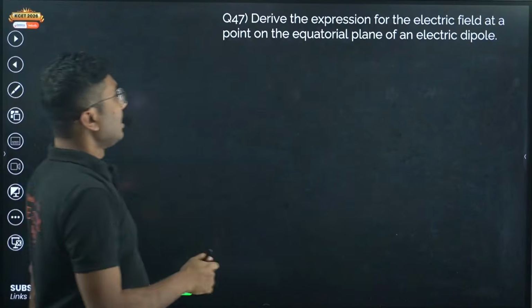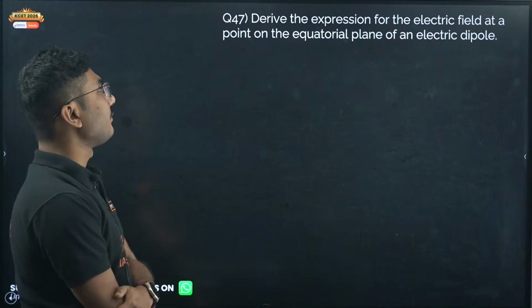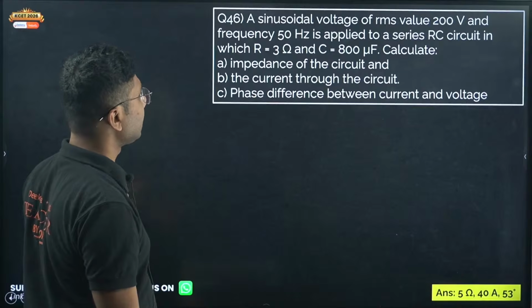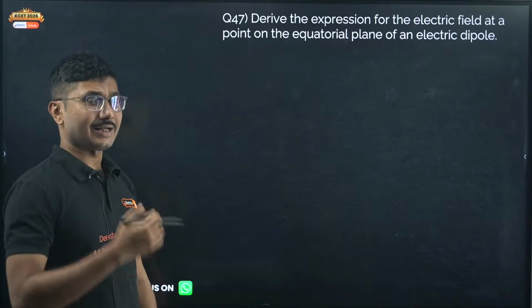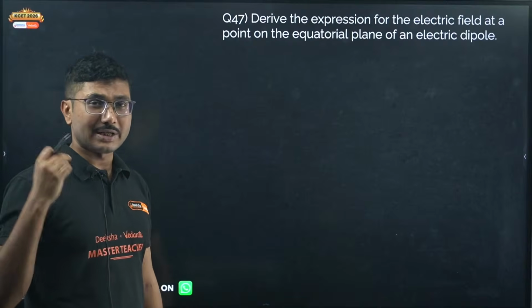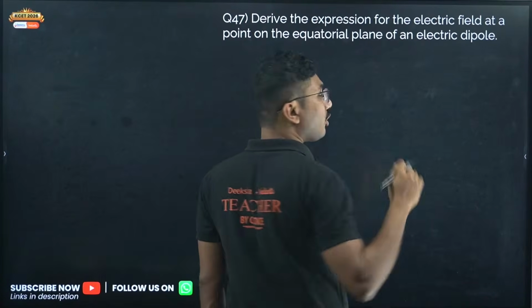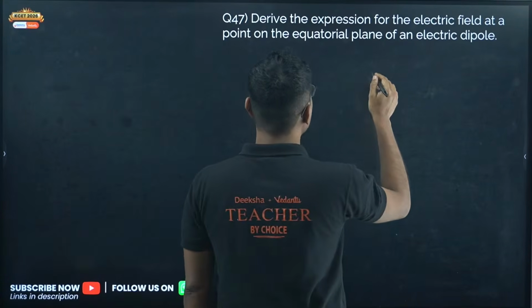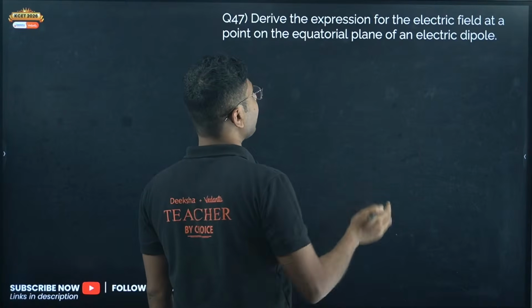Okay, so derive the expression for electric field at a point on the equatorial plane of an electric dipole. I think this is the first. Yes, so this is the first, and my expectation, as I told you multiple times, is that I am expecting electric charges this year. Derivation will be coming, but you should also practice point charge, electric potential due to a point charge. Derive the expression for electric field at a point on the equatorial plane.